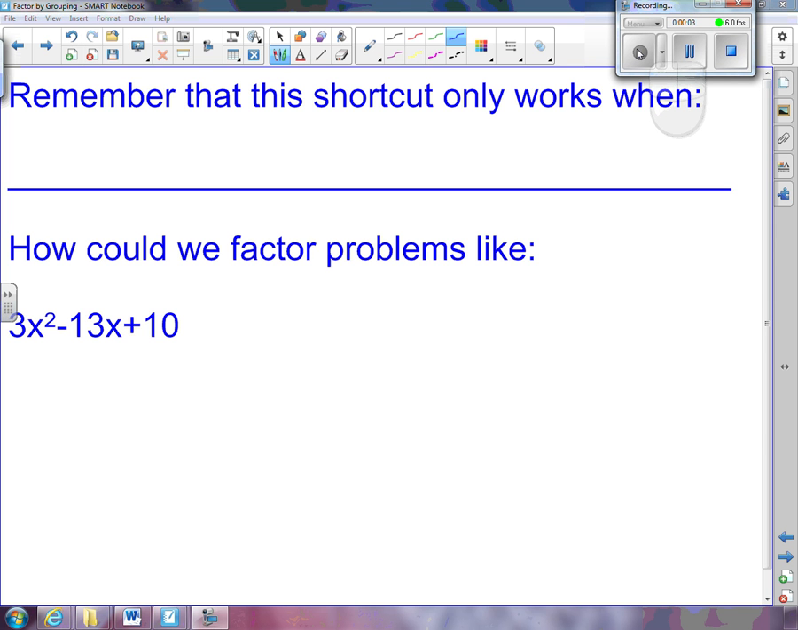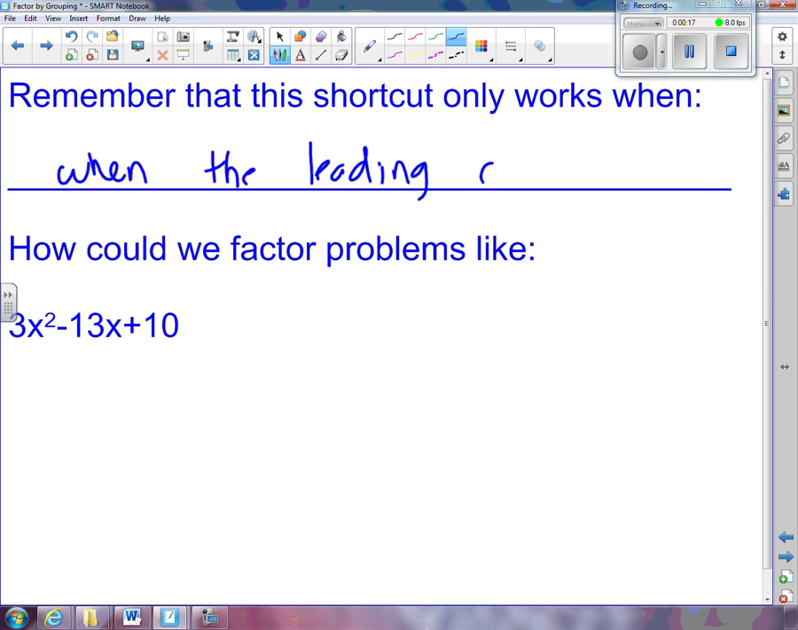We are going to do some more factoring when the leading coefficient isn't 1. So just remember that the shortcut that we learned yesterday only works when the leading coefficient is 1. That means the number in front of the x squared term. So in this case here, we have the leading coefficient of 3. That means that the a, or the number in front of the x squared, is 3. So when we have this situation, we can't just jump to the answer with the shortcut. You have to do a little bit more work.